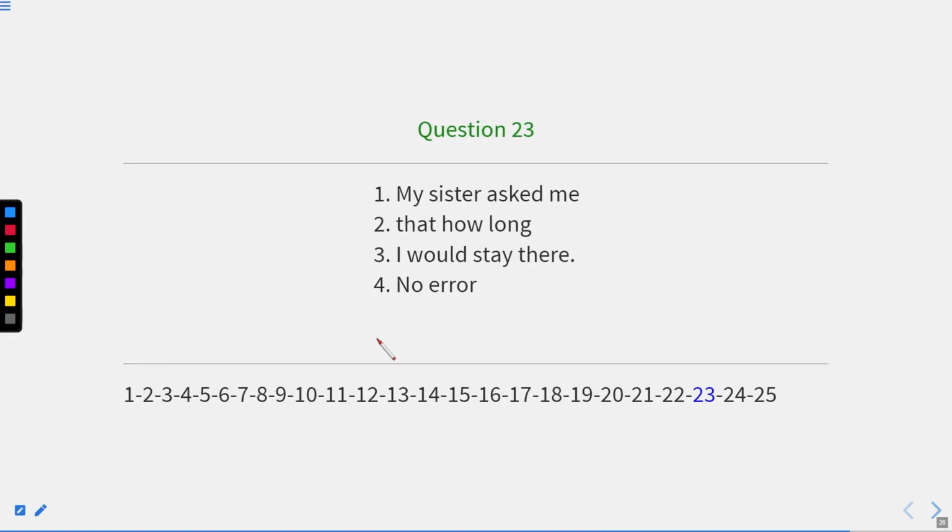Now this one is question number 23. My sister asked me that how long I would stay there. Now again, you can see that and how together, which cannot come together. Why? Because we either need to write how or that, but not the two together. Here the structure is interrogative, therefore we need to write how, that is the question word, but not that. We cannot use that in case of an interrogative structure in its conversion into indirect speech. So the second part contains the error that is not to be used here. Now let us move to the next one.